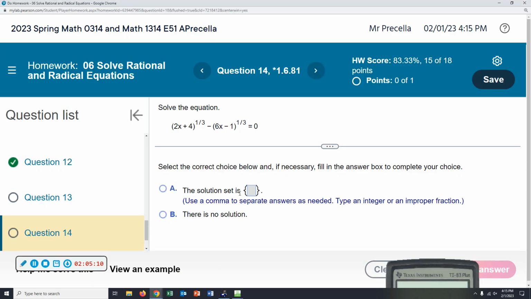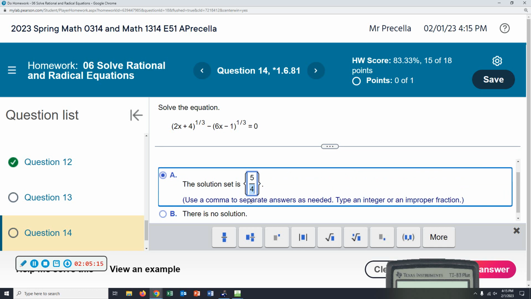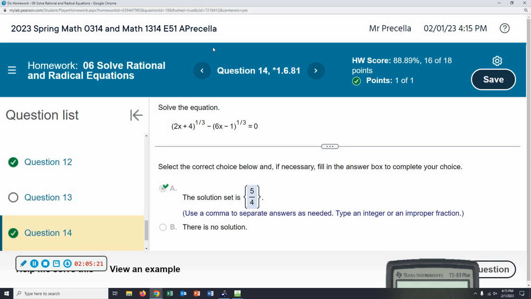So typing in 5/4 and back. Any questions there? It's actually a little easier than number 12 because there's no x squared in it.